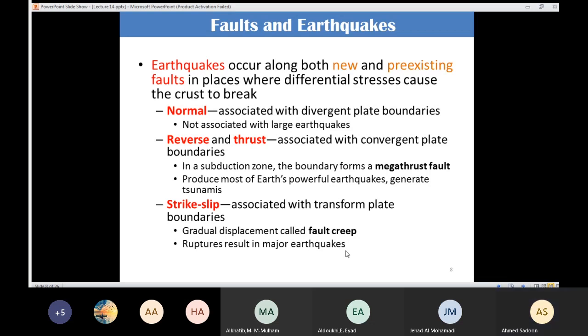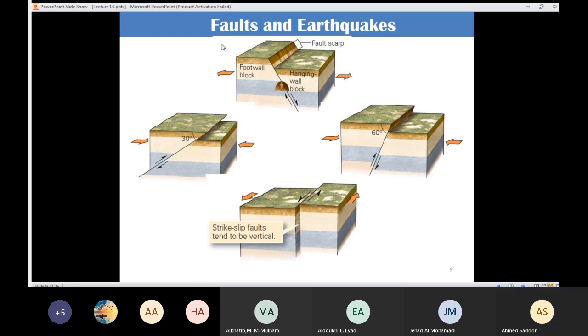So here we have many figures for different types of faults. The first one here, which type of fault do you think this is? Normal. Why do you say this one is normal? Because we have tension stress and the hanging wall is above the line of fracture. The hanging wall has moved down relative to the footwall block. Yes. What about this one?